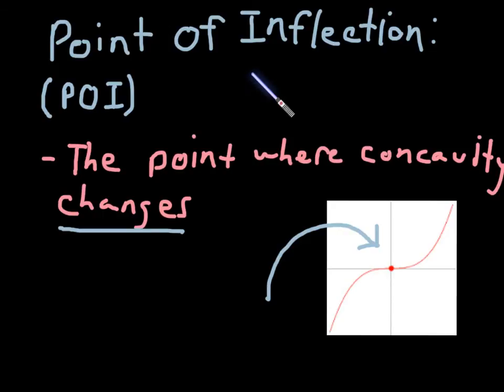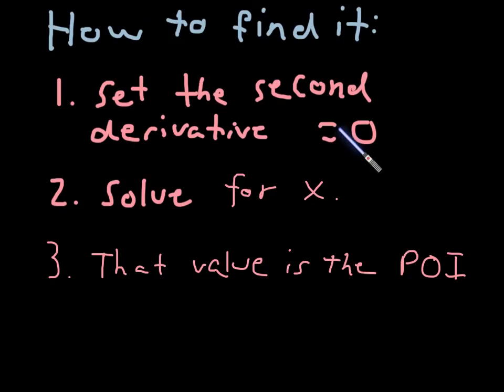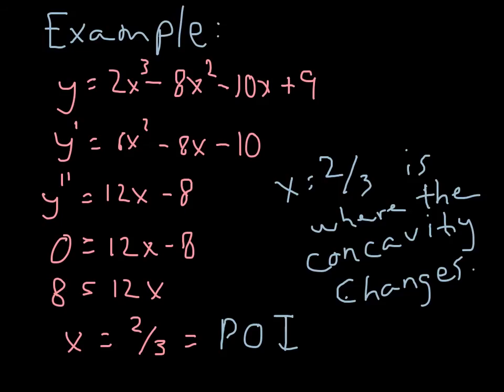A point of inflection is a point in which the concavity of a function will change. That means it goes from concave down to concave up or vice versa. In order to find a point of inflection, first you're going to want to set the second derivative equal to 0 and then solve for x. That value will be the point of inflection.